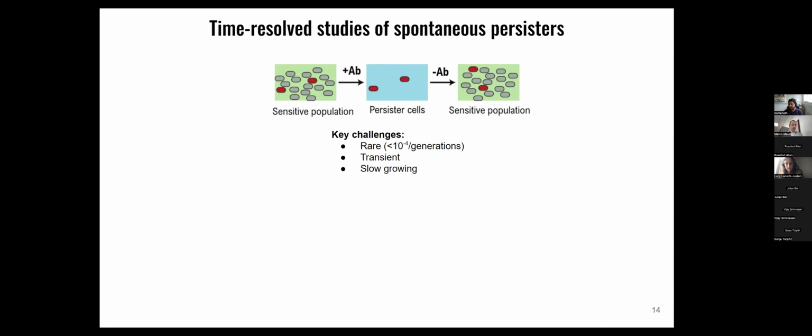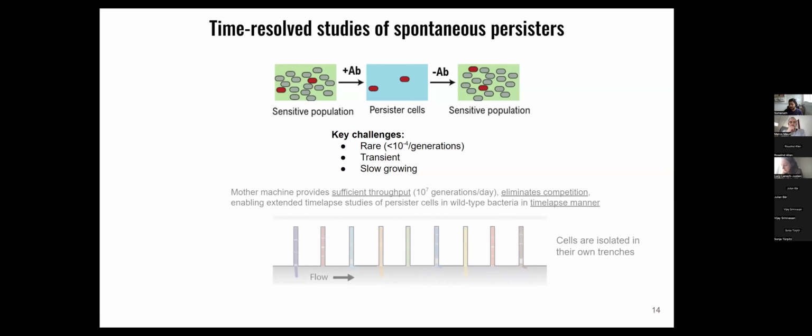And they're very rare. The population estimates were that they are appearing in less than 10 to the minus 4 per generation. And the other problem in trying to study them using a culture or a population technique is that they are very slow growing, which means all the other fast growing population will very quickly outnumber them. So you can't track them over time.